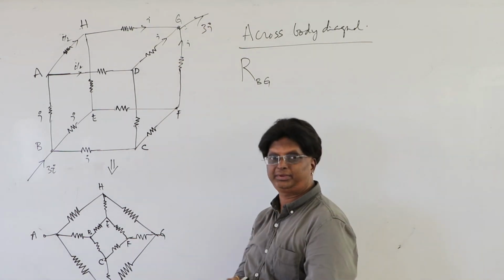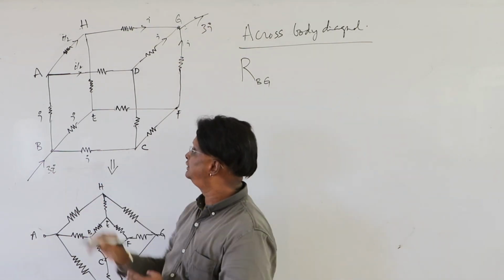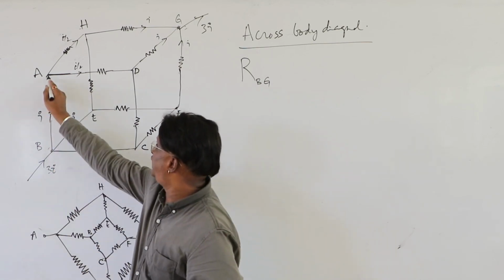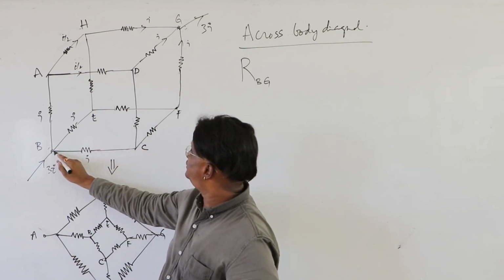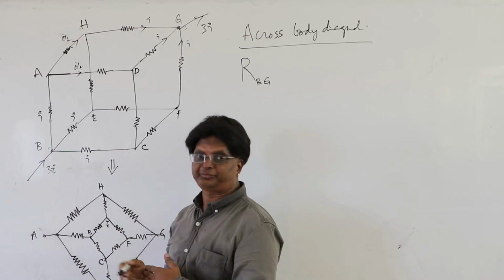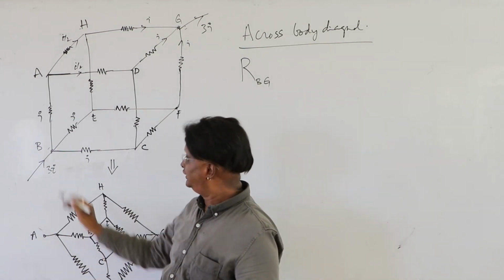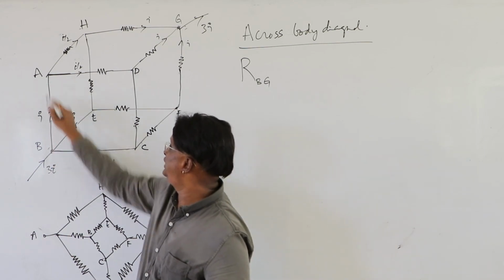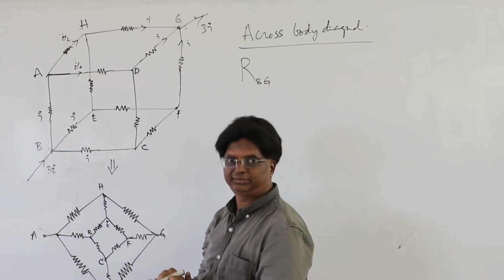In such a case, what happens? See, this 3I, again 3 branchings are possible: B to A, B to C and B to E. Because of the symmetry, the current splitting should be identical. Therefore, 3I splits into I in each of the branches BA, BE and BC.